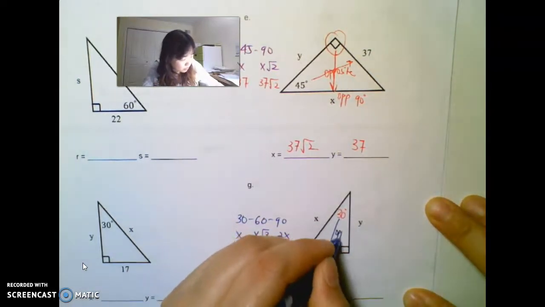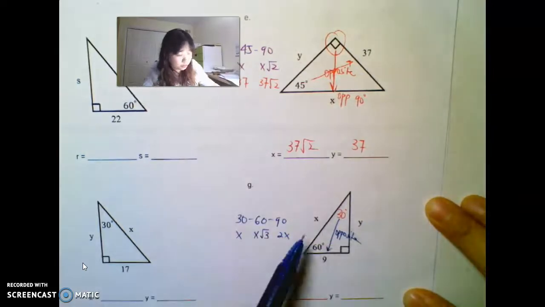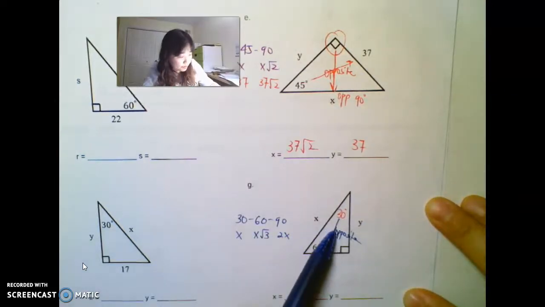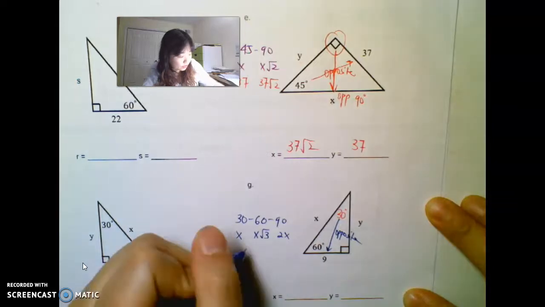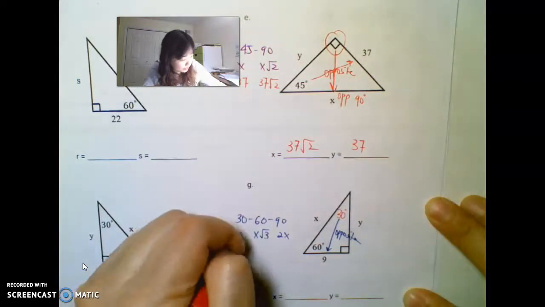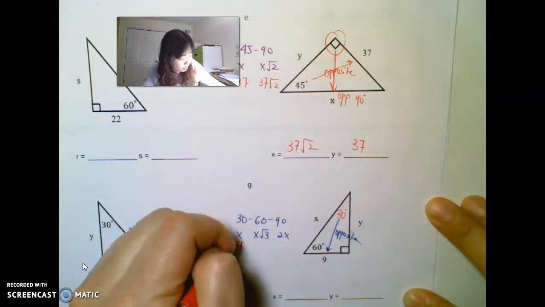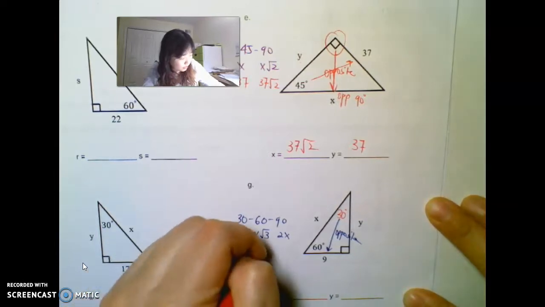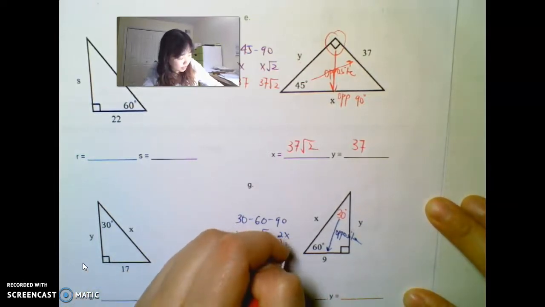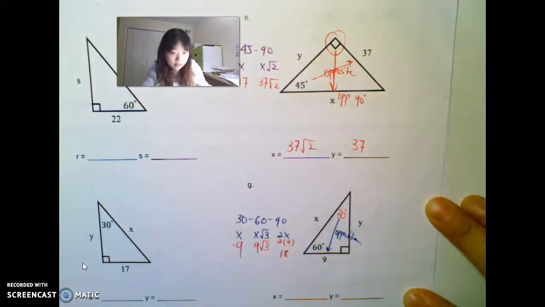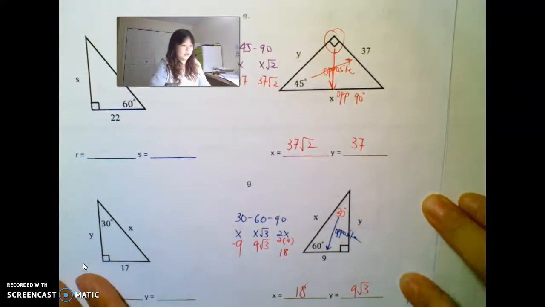If it helps, just write down: opposite of 30 degrees is 9. So we're going to put 9 right here. Opposite of 30, look, x is 9. So that would be 9 root 3. And 2 times 9 is 18. So opposite of 60, that is y. That would be 9 root 3. And opposite of 90 is x. That is 18. There you have it.